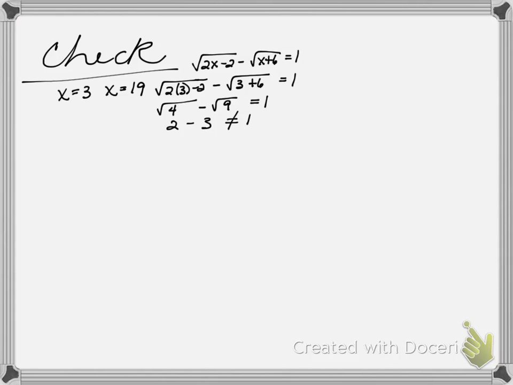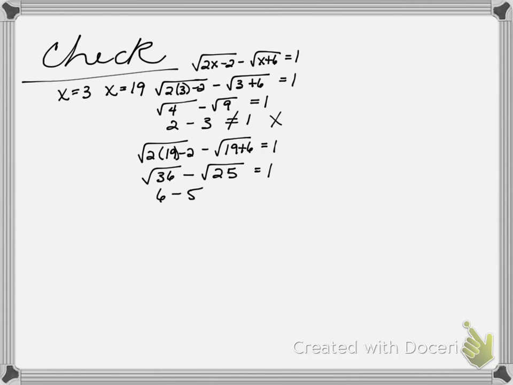So this one did not check out. It gave a false statement, so we know it can't be 3. Let's try 19. We have the square root of 2 times 19 minus 2 minus the square root of 19 plus 6, and we hope that equals 1. So 2 times 19 is 38 minus 2, that gives me the square root of 36, minus the square root of 25 equals 1. And so 6 minus 5 equals 1.